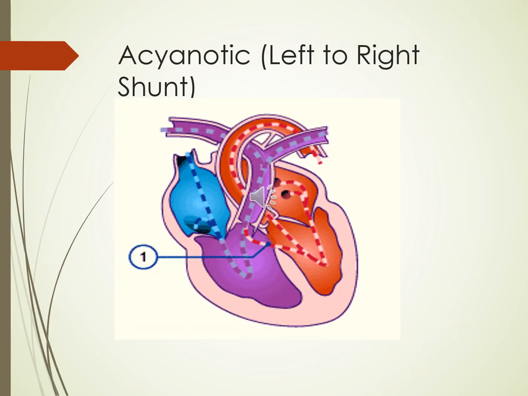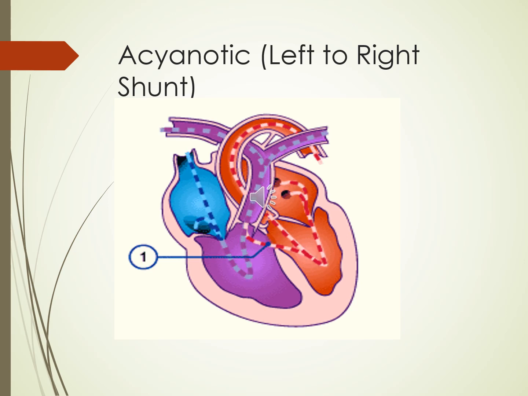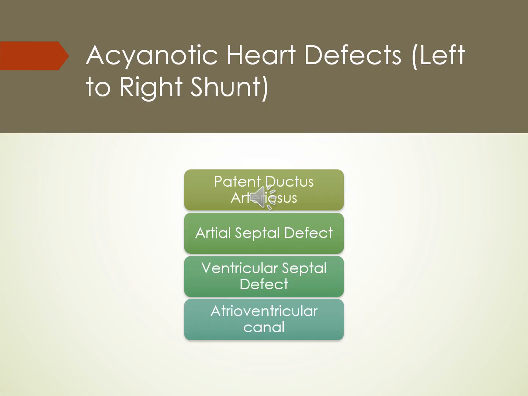Take a look at this diagram that shows the blood flow with acyanotic heart deficits. Acyanotic heart deficits are those left to right shunts. So when we talk about patent ductus arteriosus, that is where there's a failure of the ductus arteriosus to close. With atrial septal deficits, that is going to be an abnormal opening in the atrium.